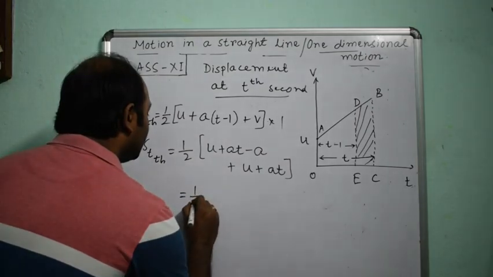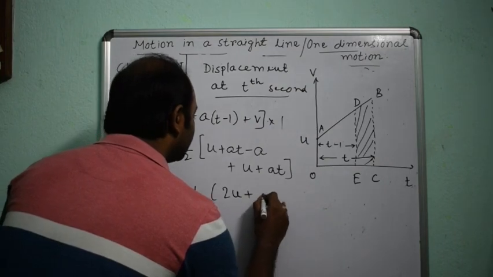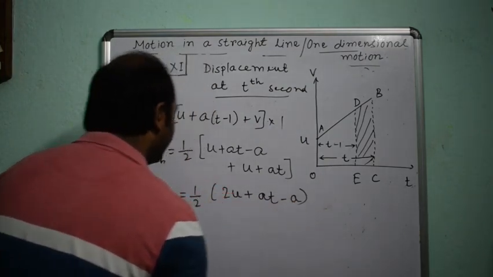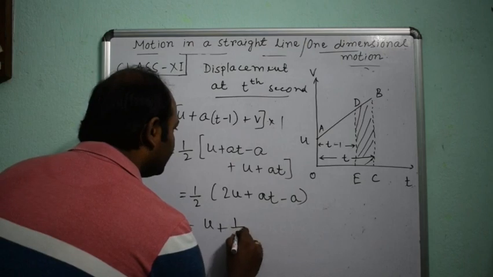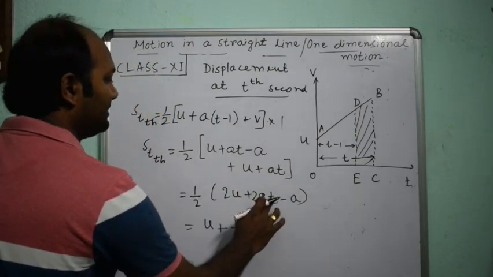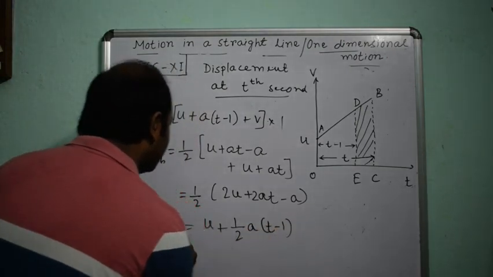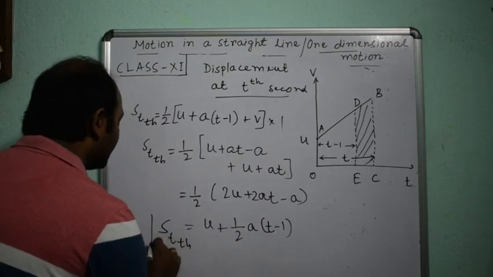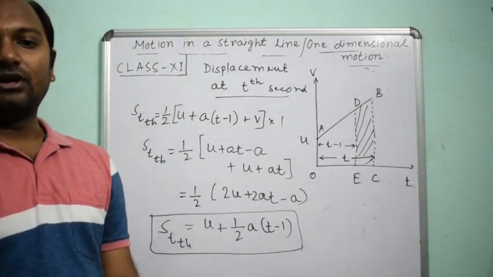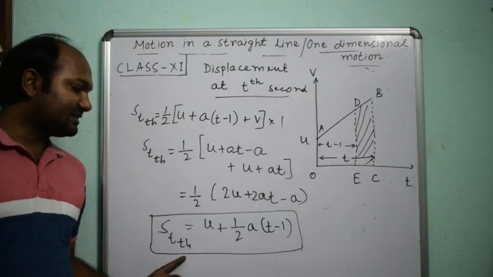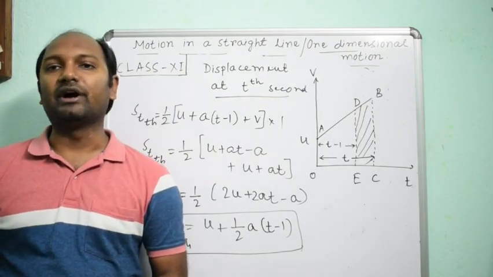This equals to half into 2u plus 2at minus a. So u plus half into a into 2t minus 1. So it is S_tth. So displacement of the object at tth second is u plus half into a into 2t minus 1.